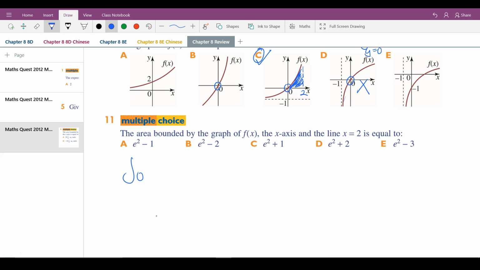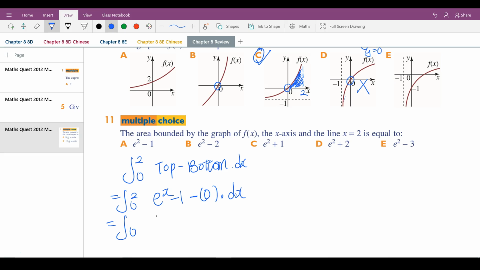So integrate from 0 to 2, e to the x minus 1. Oh, sorry, no, we do it the old-fashioned way, top minus bottom. Always do it this way. Now, which one's at the top? I believe our Euler's function is on the top, so it will be e to the x minus 1 minus whatever is on the bottom, which is 0, the y at the x-axis. And this is e to the x minus 1.